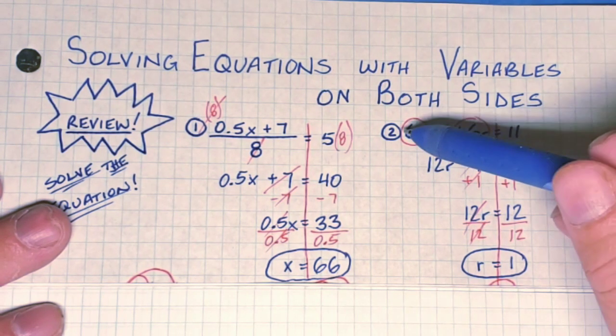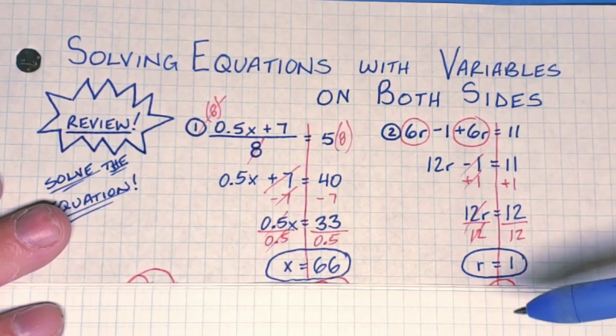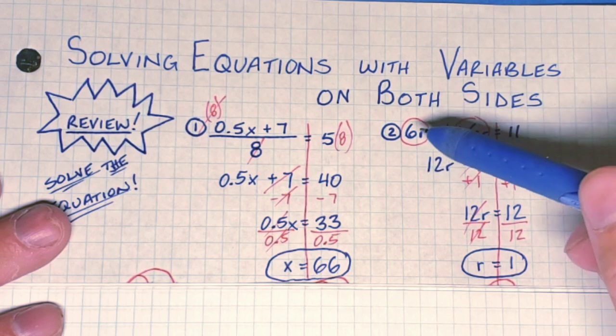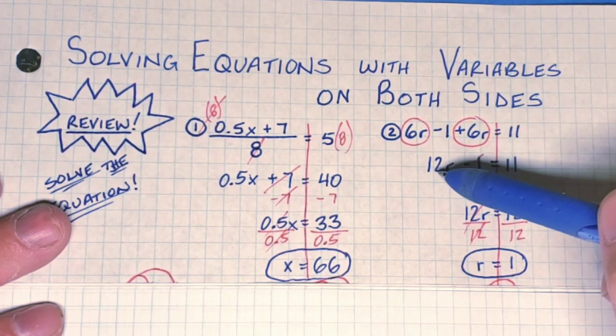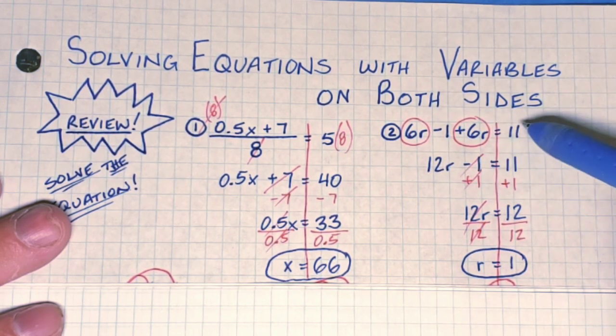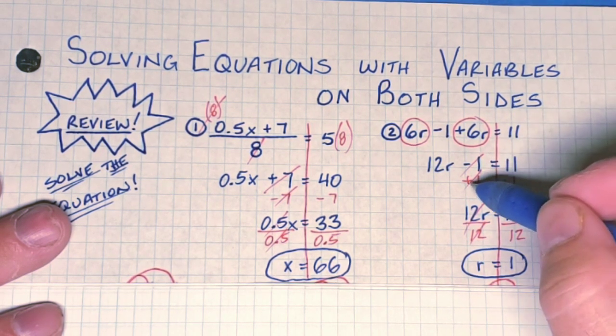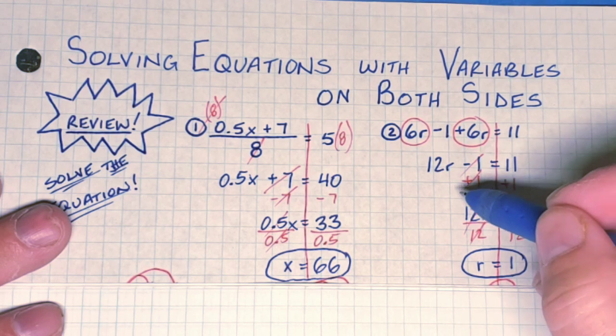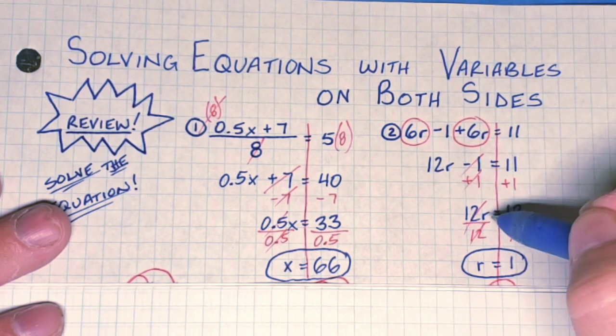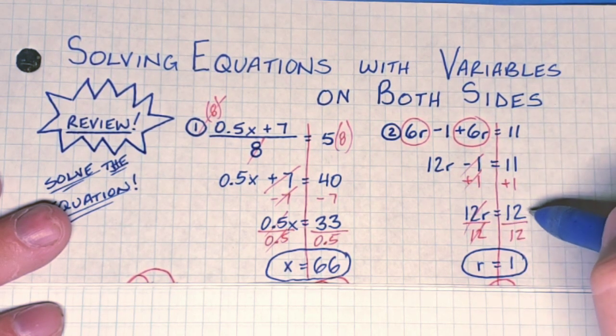Number 2, first, there are like terms over here. So the first thing we want to do is combine the like terms. 6r plus 6r is 12r. Bring down the minus 1, bring down the 11. Now we undo the addition and subtraction. We need to add 1 to both sides. Leaves us 12r equals 11 plus 1 is 12.